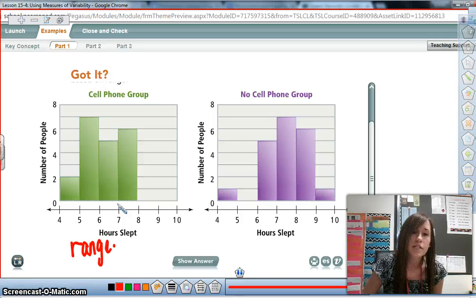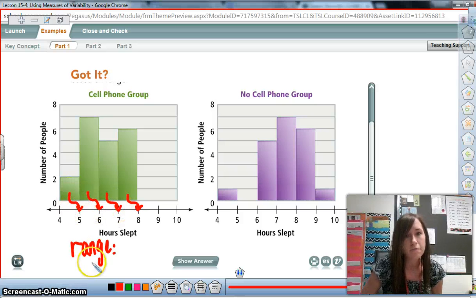Remember, the range is the largest number minus the smallest number. And remember, these bars go with the number that's in front here. I really wish it was right underneath, but this bar goes with 8, this bar goes with 7, this bar goes with 6, and this bar goes with 5. It's kind of weird how they did that, but it'll be fine.